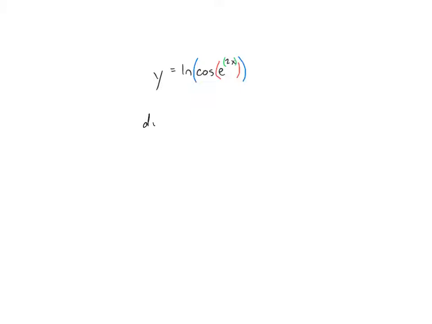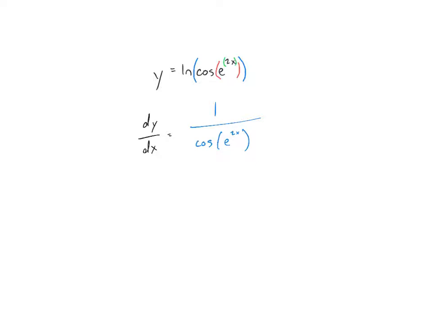Okay, so my dy over dx, or y prime, start with the derivative of the outside, which is 1 over, because it's a natural log, so we think back to the previous section, the cosine of e to the 2x. And I like the parentheses there. Sometimes the text leaves them off. I think they should be there. It just makes it look clearer that you have these nested functions. Okay, then we go to the next step.